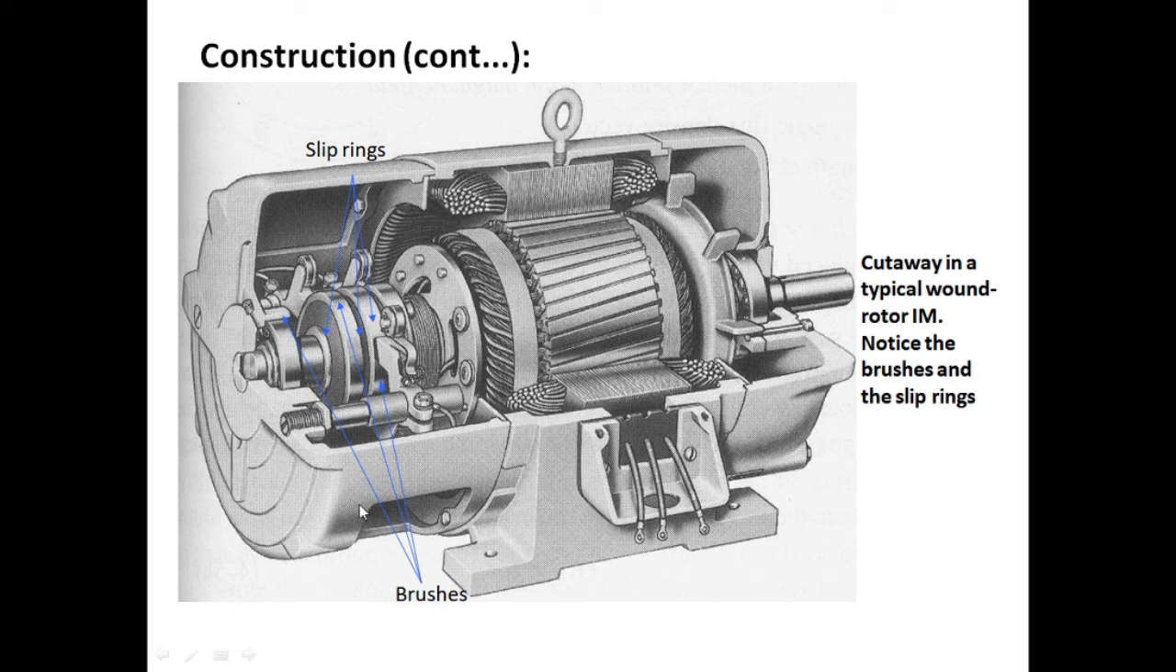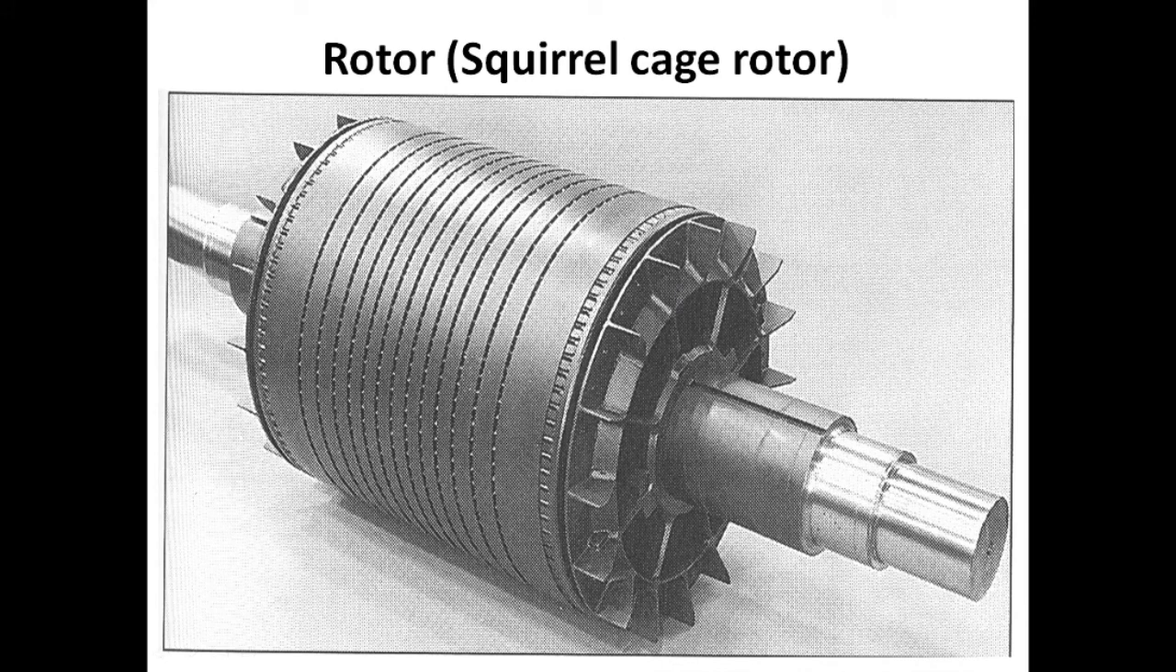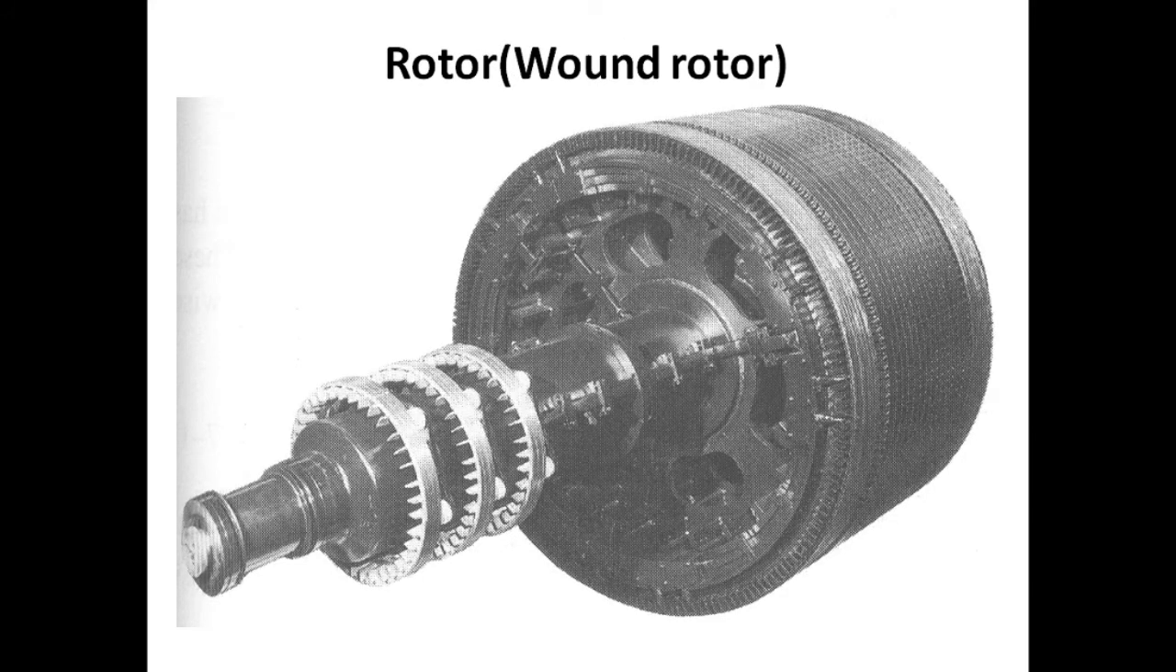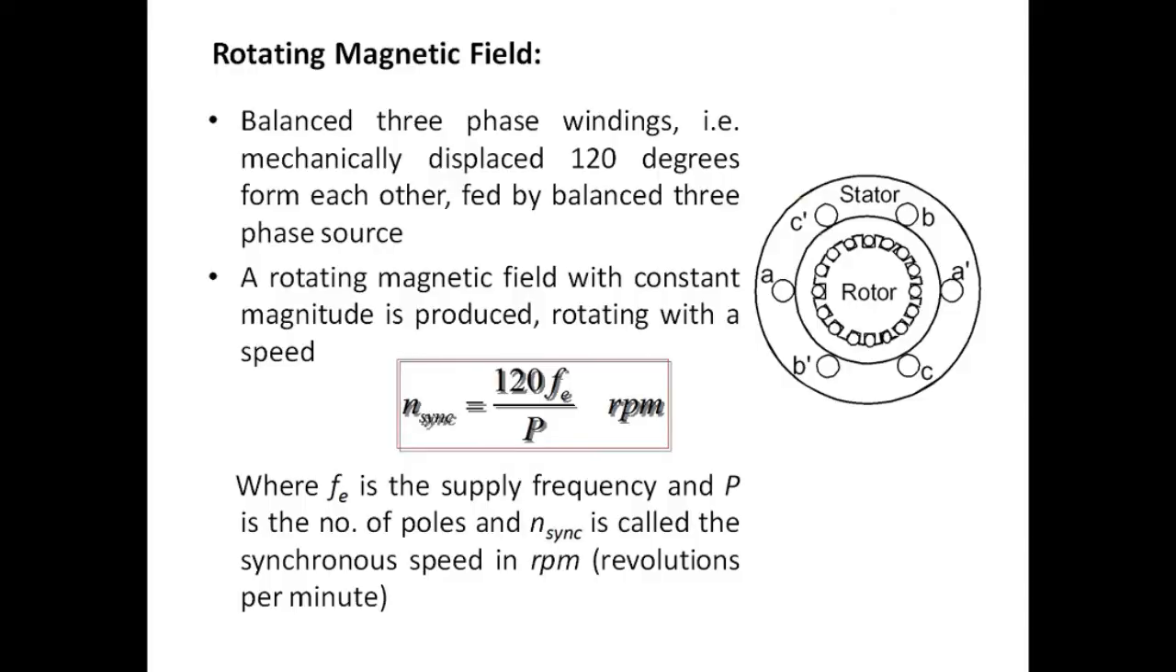So you can observe the brushes there and slip rings are there. That is the squirrel cage induction motor rotor point of view, and one rotor point of view. So we can observe the rotating magnetic field is produced in the stator.